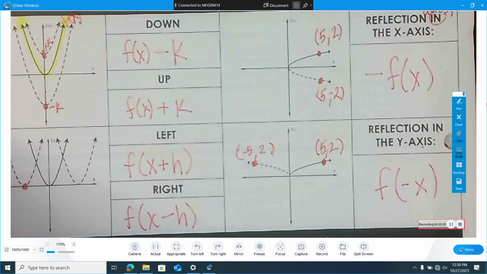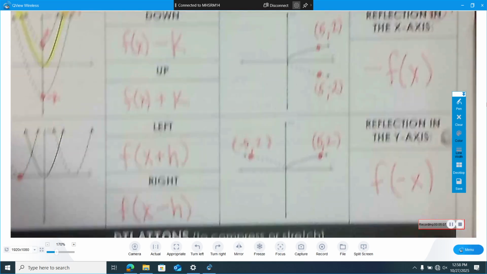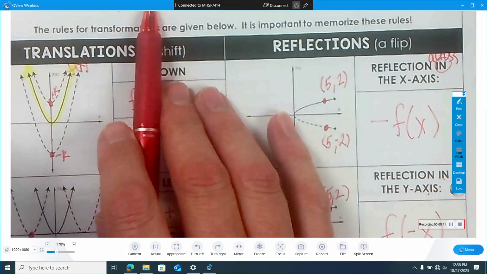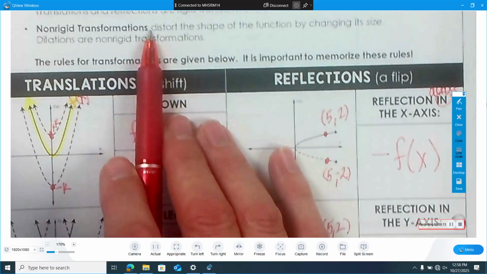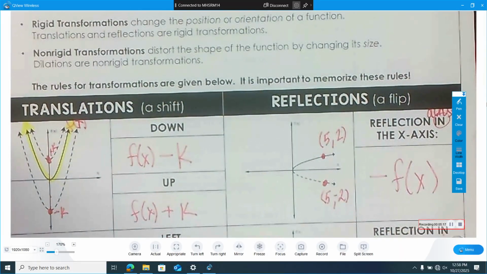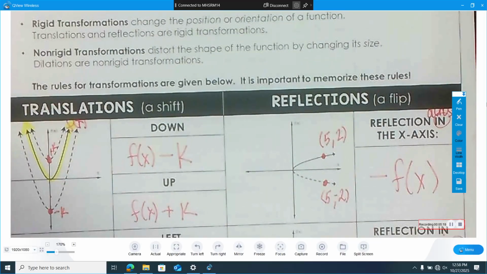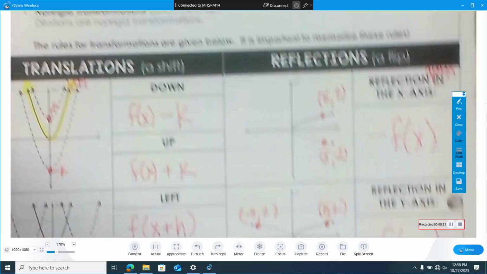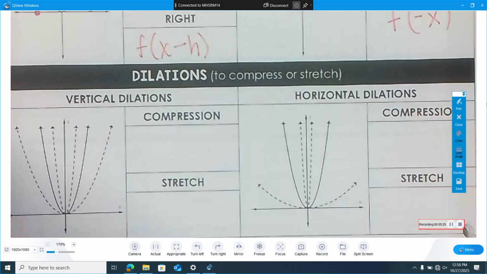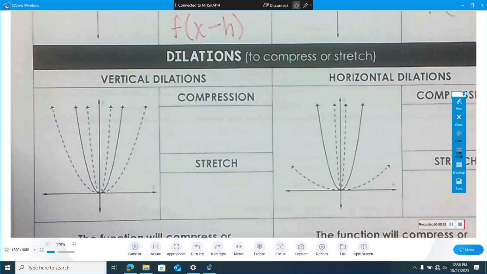But what we're really talking about today are non-rigid transformations. Non-rigid transformations distort the shape of the function by changing the size. So we can dilate functions. That means the same thing. Your pupil dilates, it changes size, okay? That's what's happening with dilations.